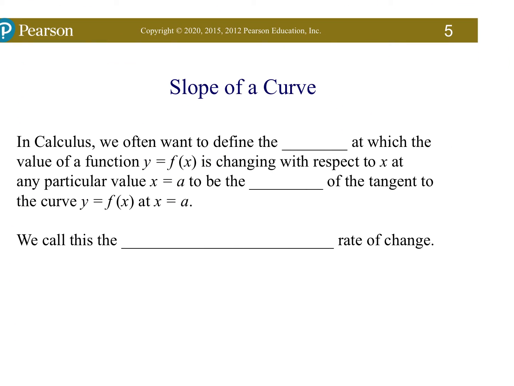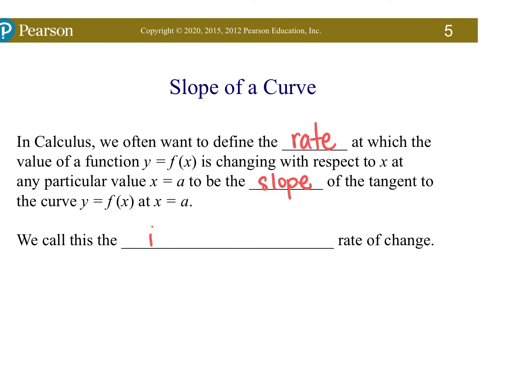All right, so the slope of a curve. In calculus, we want to define the rate, okay, that's our vocabulary word here, at which the value of a function is changing with respect to x at any value of a single a. Okay, any value, not needing an a and a b, but a single value a, to be the slope of the tangent to the curve.